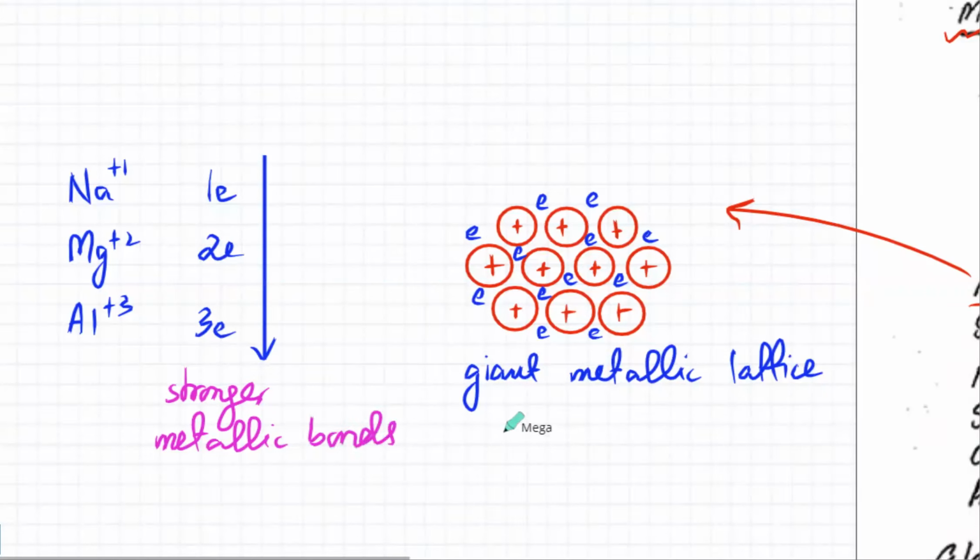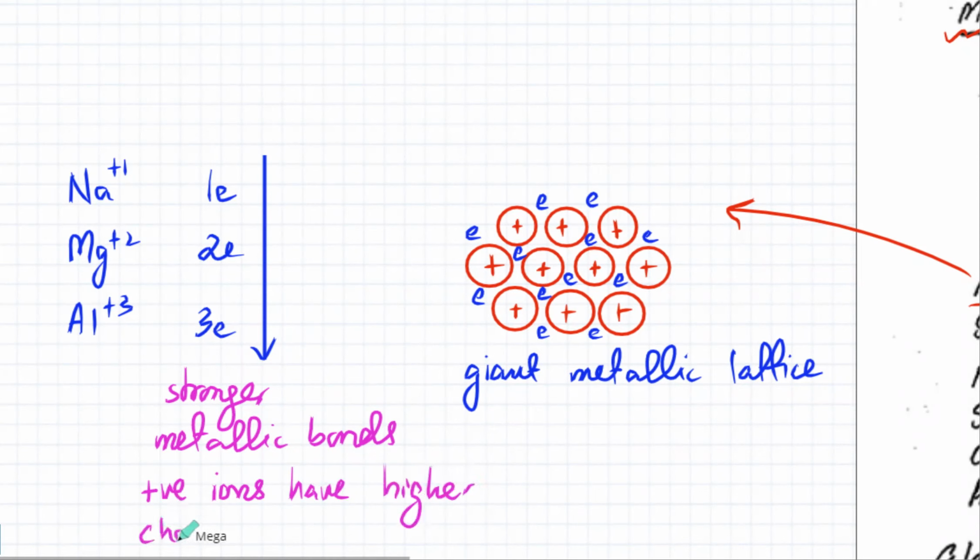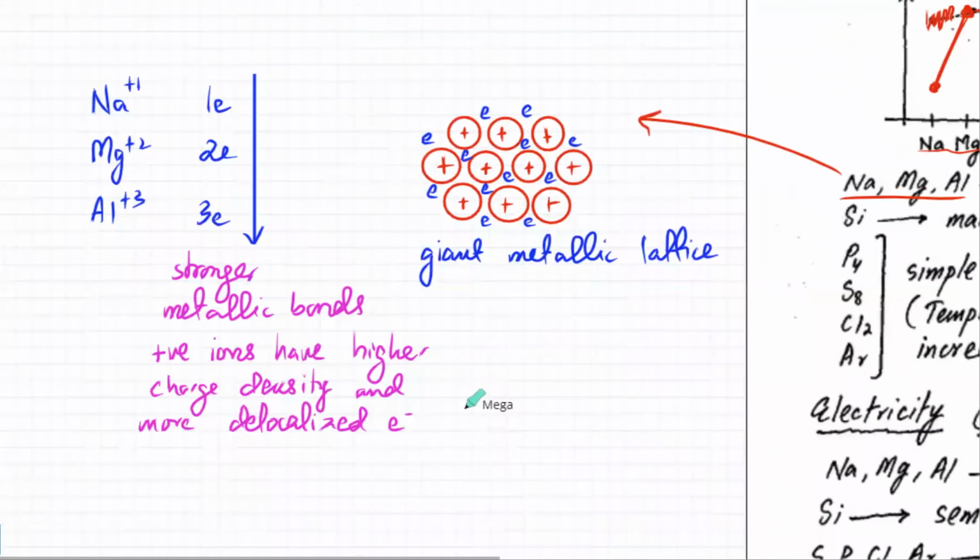Why? Because positive ions have higher charge density because they've got a higher charge. So they have higher charge density. And there's going to be more delocalized electrons as well.